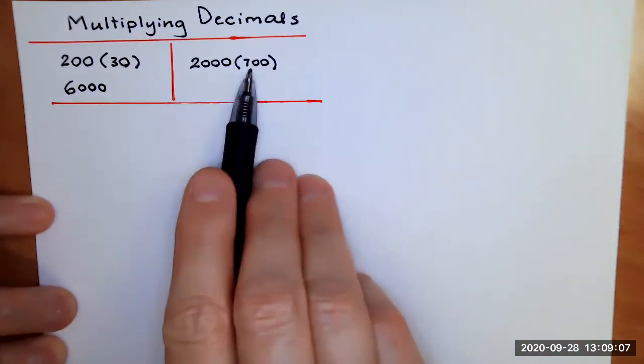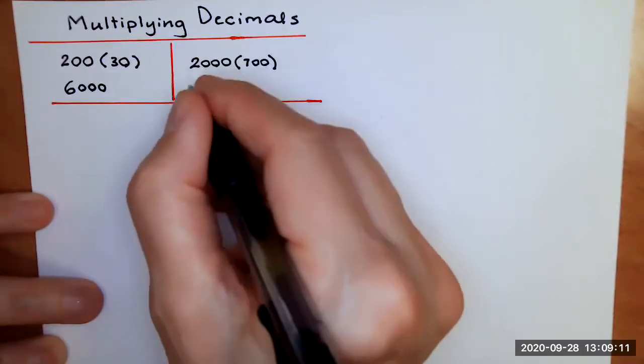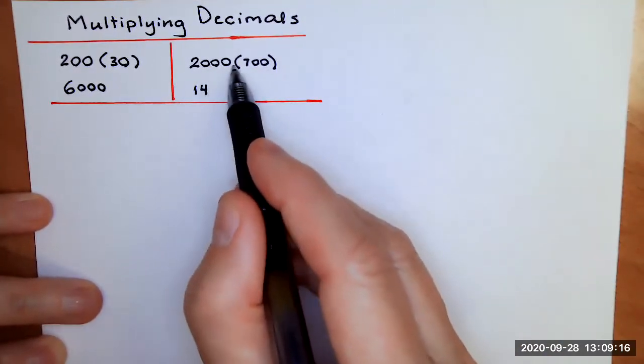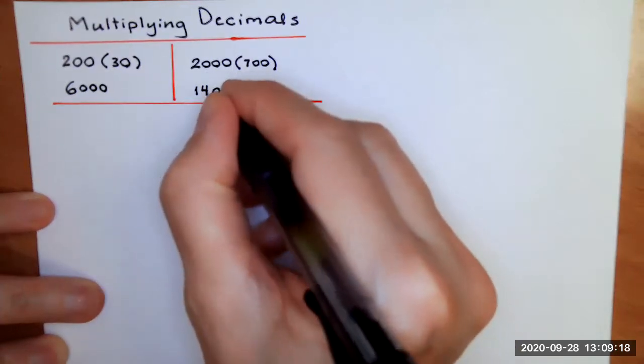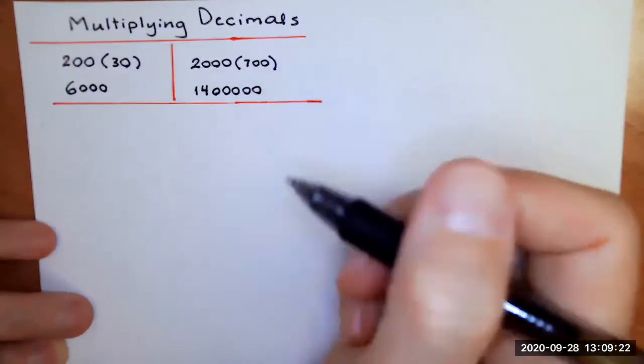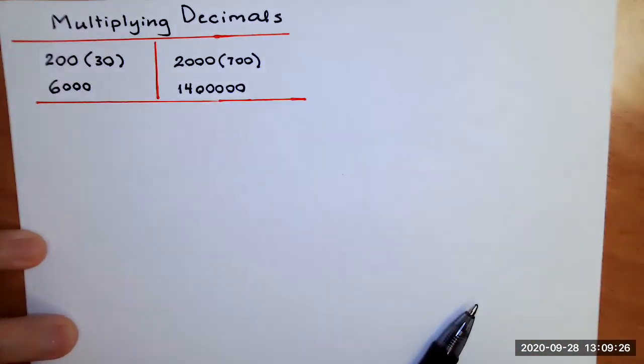So 2,000 times 700, we multiply 2 times 7, which is 14. And then we add 1, 2, 3, 4, 5 zeros. All right, now let's do some decimal examples.